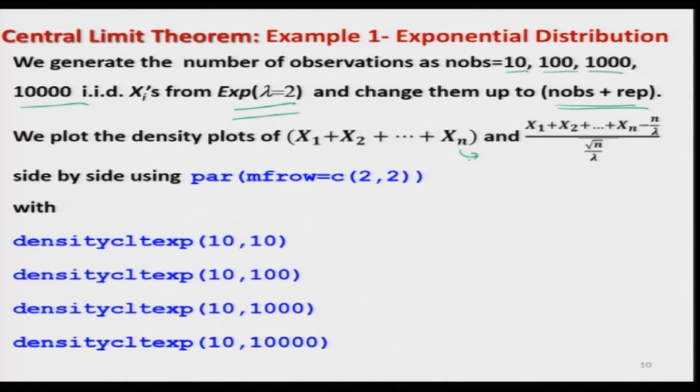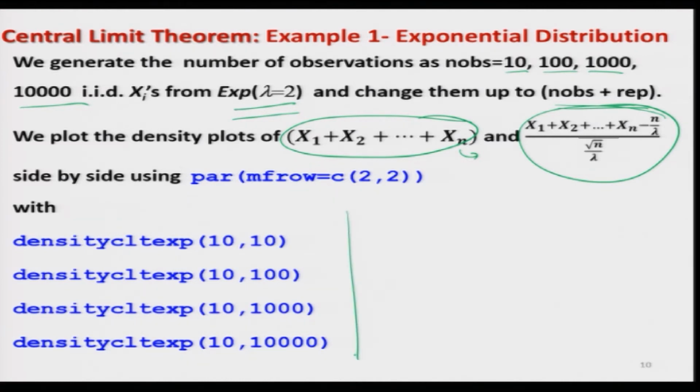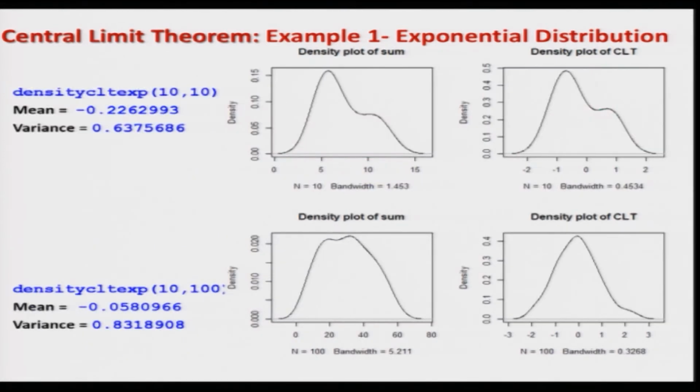So, we start with n and then continuously n is going to be increased, and every time these two quantities, their sum and then the quantity sum minus n lambda divided by square root of n lambda, is going to be calculated. I have plotted all these curves clearly here. So, now you see that is the outcome.